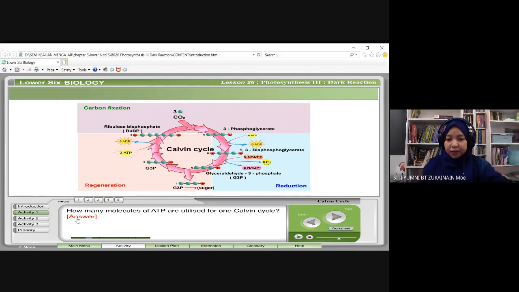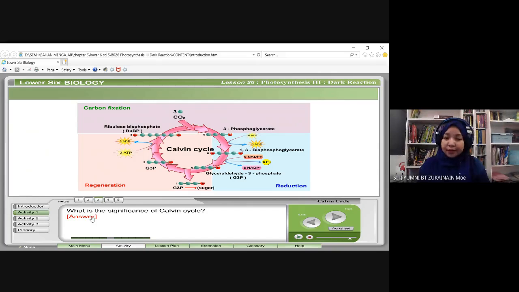And then how many molecules of ATP are utilized for 1 Calvin cycle? For 1 Calvin cycle, it is 9 molecules of ATP, 6 ATP at the reduction phase and another 3 at the regeneration phase. Now, how many molecules of NADPH are oxidized at the reduction stage? C3 plants are those plants in which the first product formed after carbon fixation is a 3 carbon compound. If you notice, the first product formed after carbon fixation is 3PG. So for those plants running this cycle, we call them C3 plants.